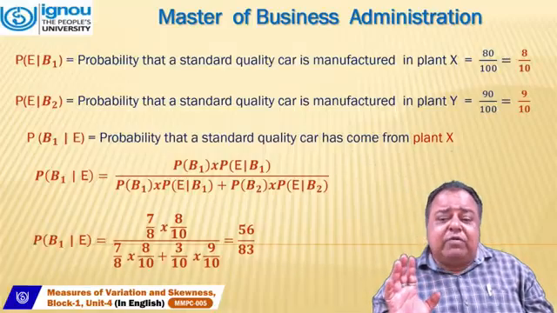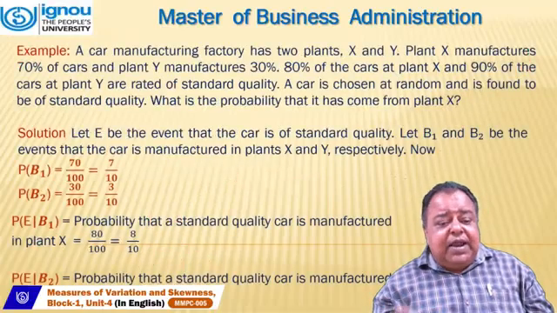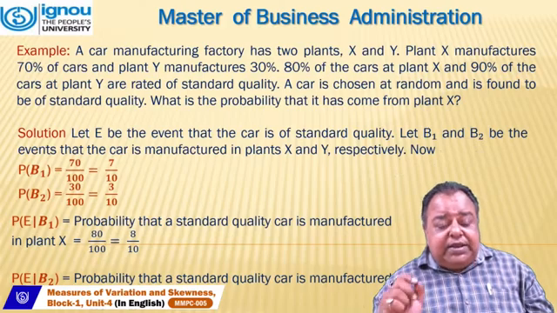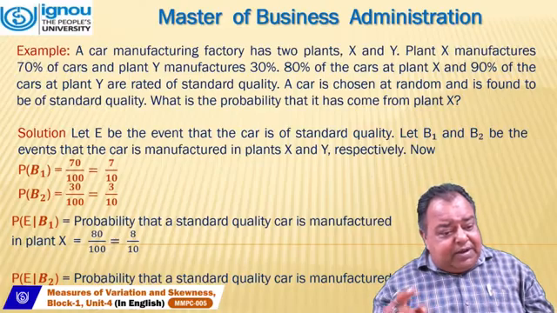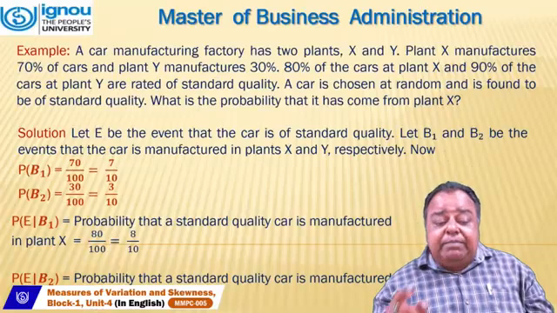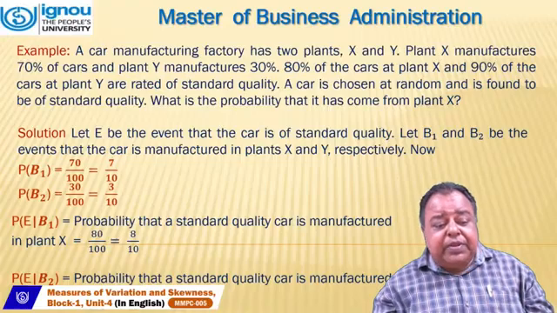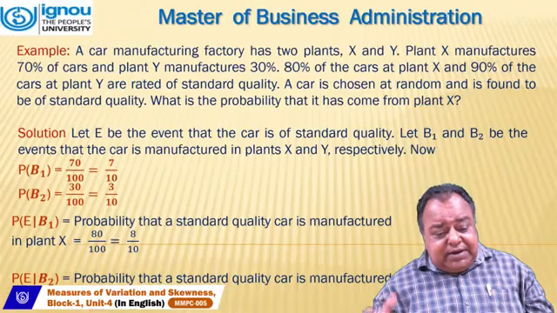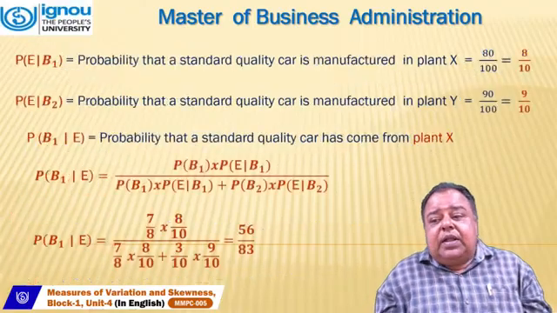Mathematically, we will solve it. First, one thing you have to keep in mind while solving problems related to Bayes' theorem: try to make the denominator the same everywhere. In B1 you can see it is 7 by 10, B2 it is 3 by 10. In E by B1 it is 8 by 10, simplified. E by B2 is 9 by 10. That means here everywhere the denominator is 10.